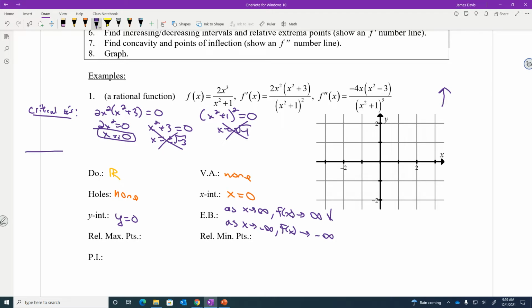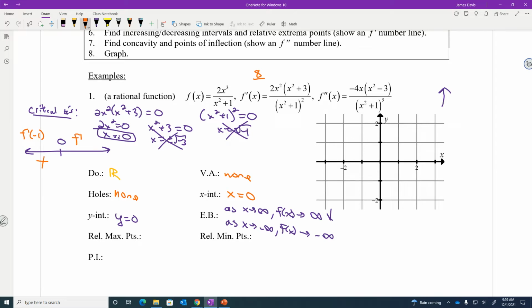So then we'll want to do a little number line, and plug in a number less than 0, so like f prime of negative 1. So when we do that, negative 1 squared would be 1, so 2 times 4, so it would be 8 over, the bottom is going to be positive 2, right? Negative 1 squared, so it'll be positive over positive. So it'll be positive.